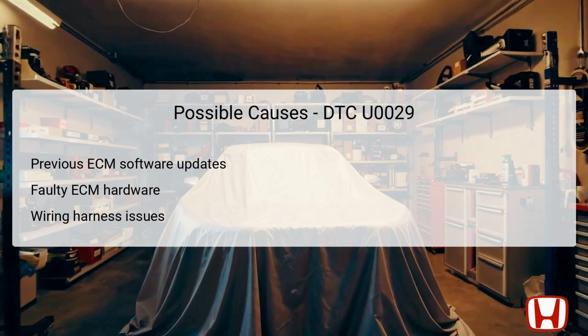Lastly, wiring harness issues can arise. Damaged, corroded, or loose connections could disrupt signals necessary for effective communication. Inspection of these wiring areas is crucial, as even minor damage could lead to significant communication problems. Understanding these causes helps pinpoint the specific area of concern when diagnosing the malfunction indicated by DTC U0029.